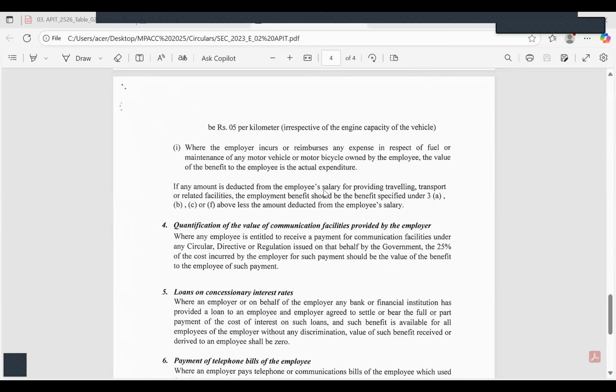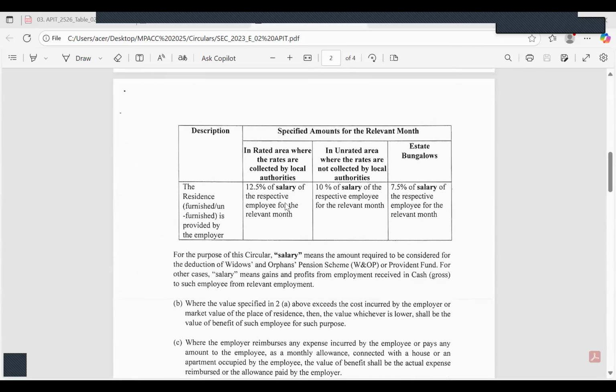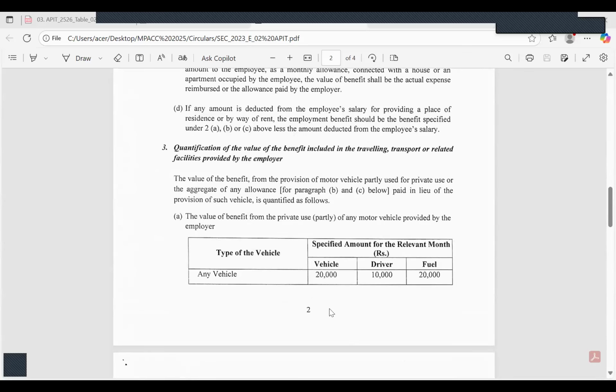If any amount is deducted from the employee's salary, that means if we have been given these allowances and a part is deducted from the salary, the part deducted from our salary should be reduced, because it is not a part of the employment benefit. It should be removed. Okay, so this is for the housing benefit. Then this is for the vehicle benefit.